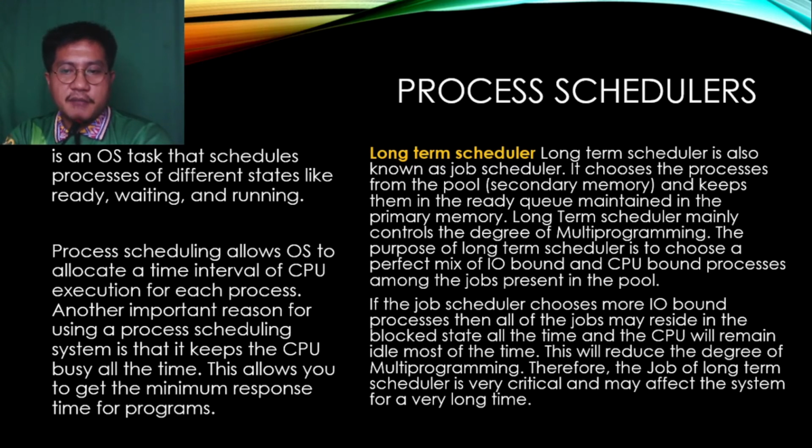a perfect mix of input-output bound and CPU bound processes among the jobs present in the pool. If the job scheduler chooses more IO bound processes, then all of the jobs may reside in the blocked state all the time and the CPU will remain idle most of the time. This will reduce the degree of multiprogramming, and therefore the job of a long-term scheduler is very critical and may affect the system for a very long time.